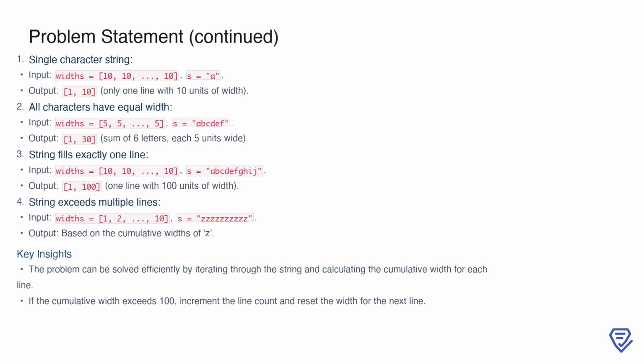If a string exactly fills one line, like A, B, C, D, E, F, G, H, I, J with each letter 10 units wide, the output would be 1, 100. On the other hand, if the string spans multiple lines, like Z repeated ten times or more with each Z having a width of 10 units, the number of lines will depend on how the widths accumulate past 100 units. These examples highlight the importance of efficiently iterating through the string to calculate cumulative widths and determining when to start a new line.